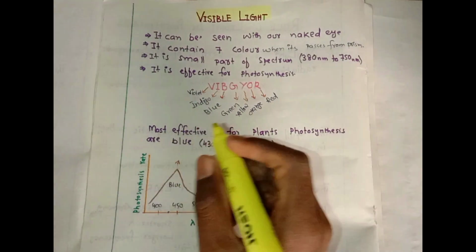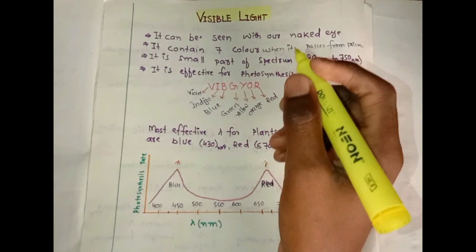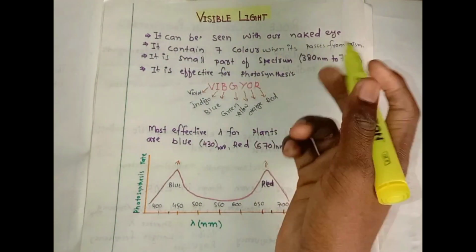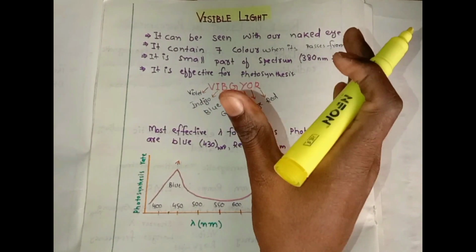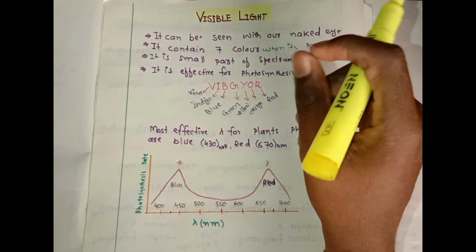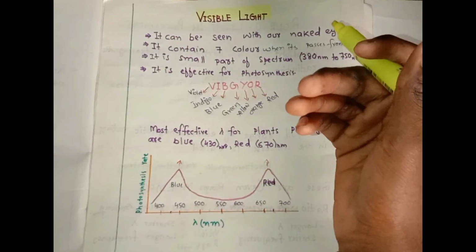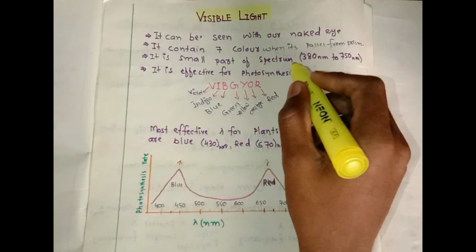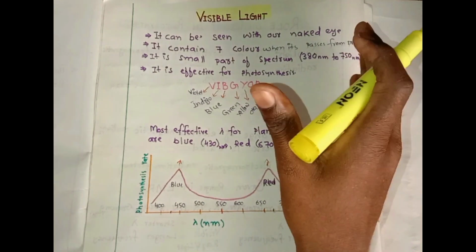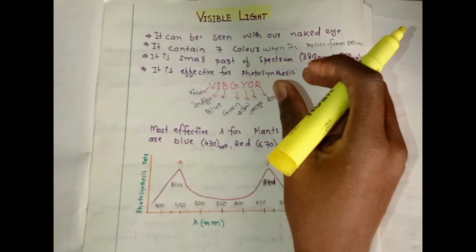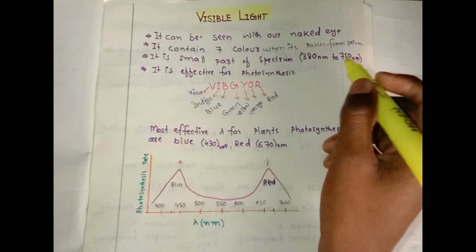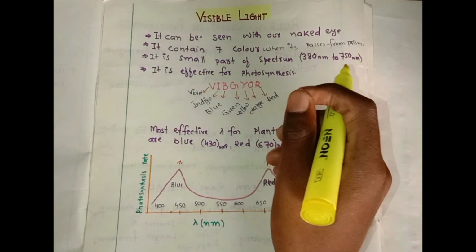Now we will discuss visible light. What is visible light? Visible light is also part of the electromagnetic radiation. It can be seen with our naked eyes. It contains 7 different colors. When it passes through a prism, it splits into 7 different colors. That is why it is called a spectrum, and it is a small part of the spectrum. Its wavelength lies between 380 nanometers and 750 nanometers. It is very effective for the photosynthesis process.